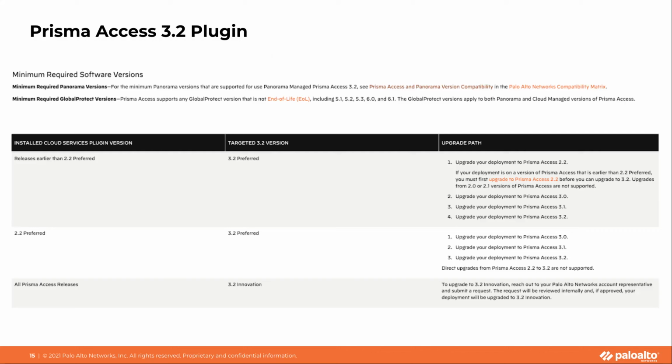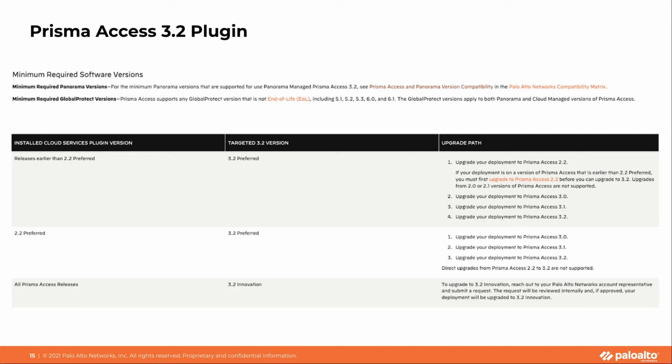But the first one is, what does the path look like? If you are on 2.2 preferred, you need to migrate to 3.0, 3.1, and then migrate to 3.2. There are no direct upgrades from 2.2. The same thing applies if you're running a version older than 2.2; you have to go through that path.